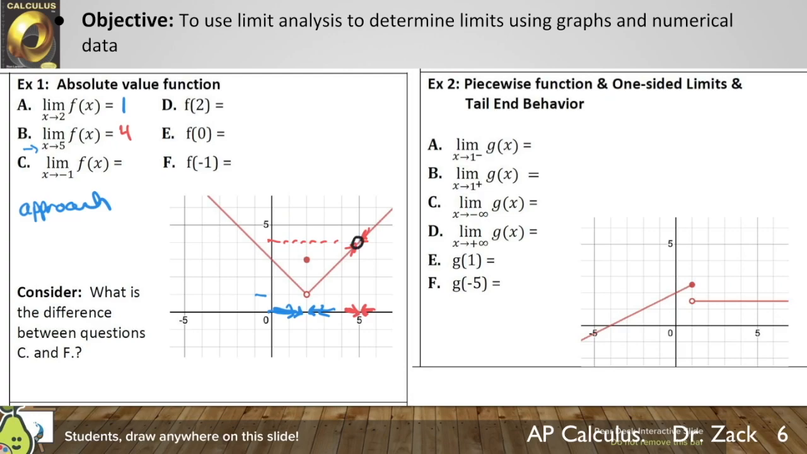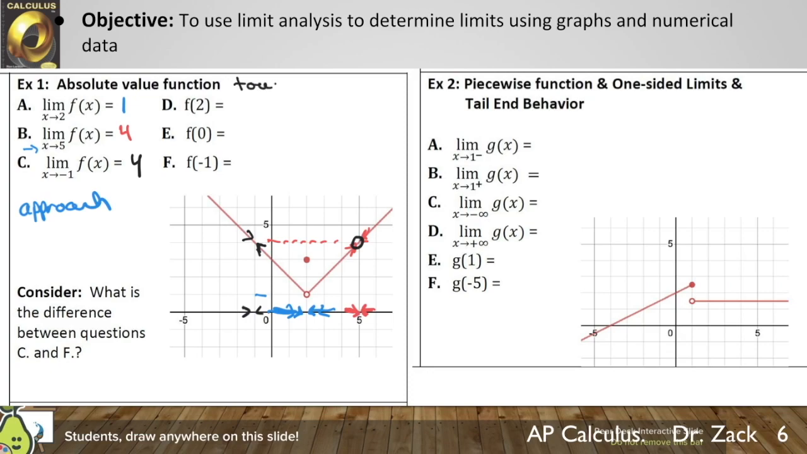I'm approaching the 5. Let's see what happens as I approach x is -1. Left side and right side. I draw my arrows on my function to help figure this out. Well, the y value looks like the answer is 4 for this. So that's approaching. Now, if we look at questions D, E, and F, that's in function notation.